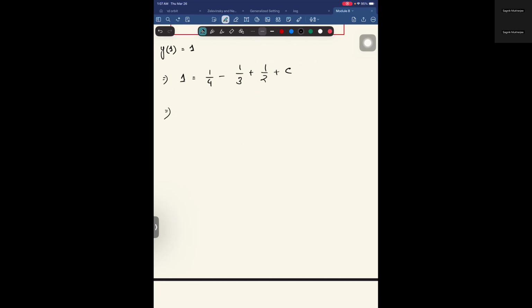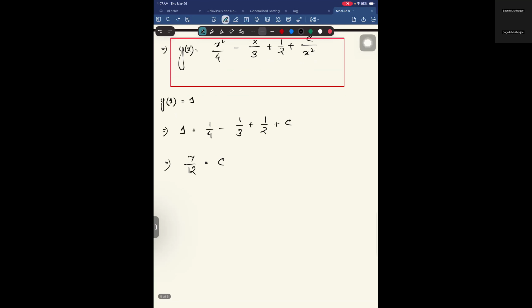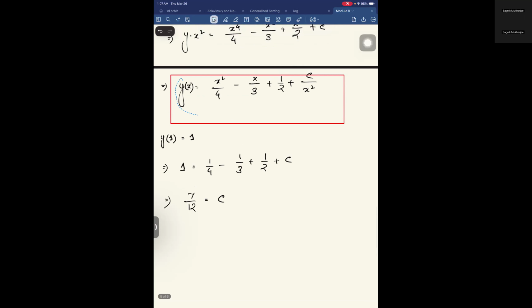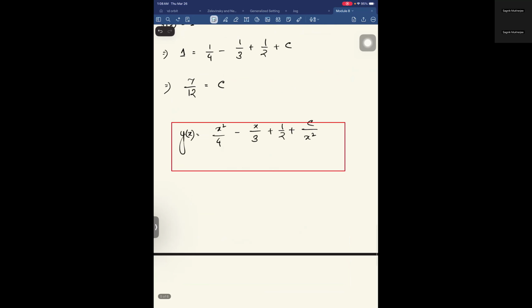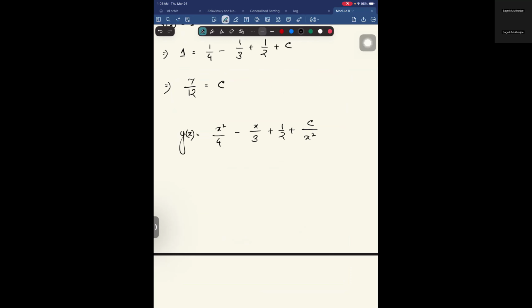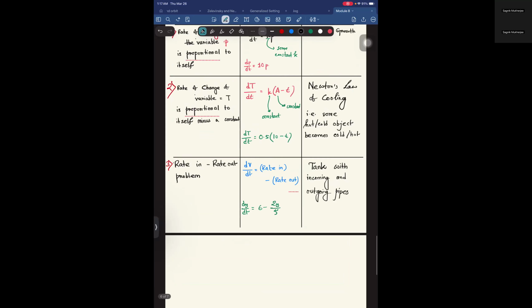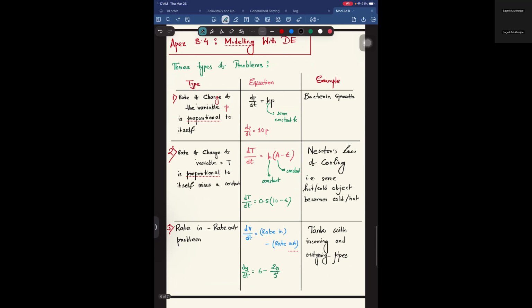What is this? This is, I think, 7 over 12, I guess. Yeah. So your final answer is? This becomes 7 over 2. That's it. That's all about chapter 8.3. Okay, now let's go to chapter 8.4.